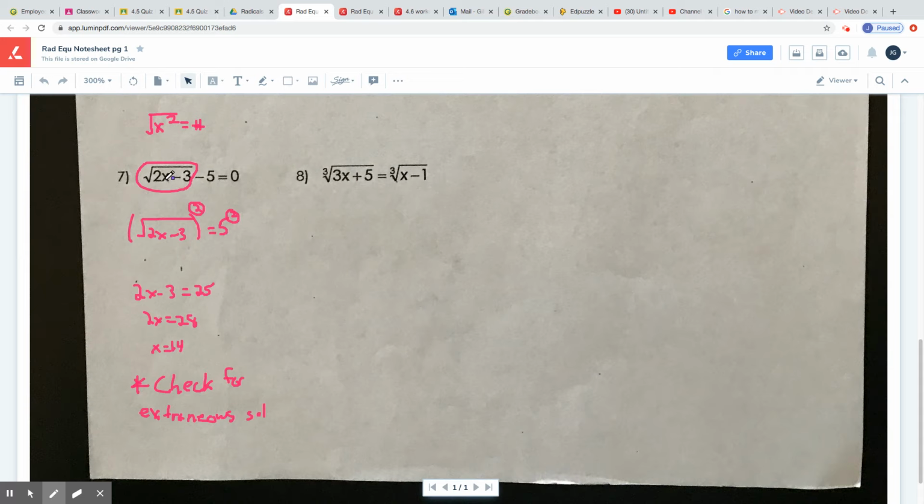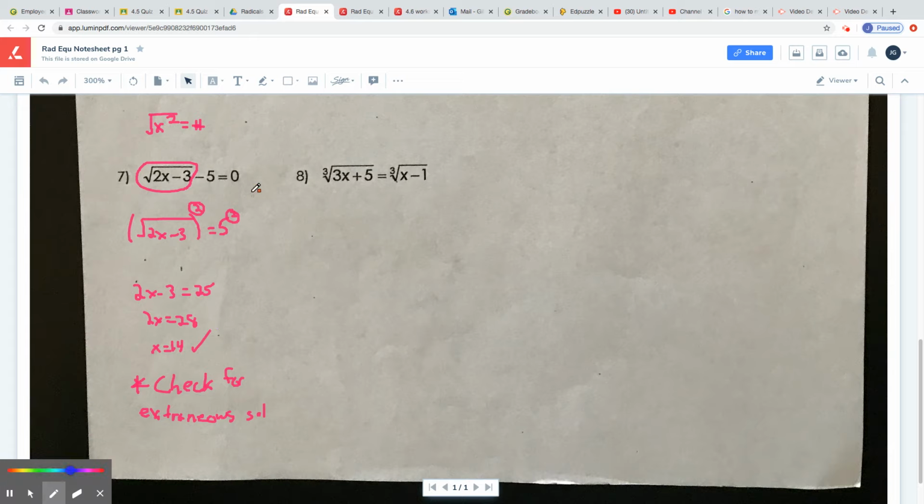2 times 14 is 28. 28 minus 3 is 25. The square root of 25 is 5. 5 minus 5 is 0. We're good. It works. So the answer is 14. You'll see an example we do later on where we get an answer that will not work. So you only need to worry about checking if you're raising both sides to an even power. If it's an odd power, you don't have to worry about it.